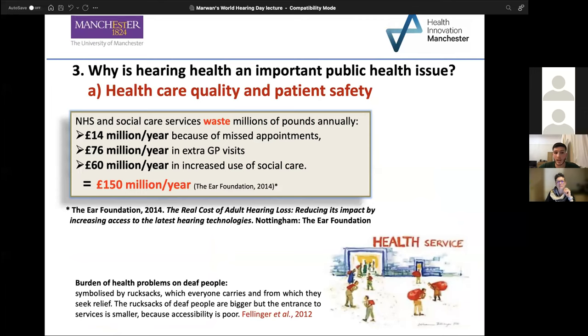So it does not only have huge health impacts on the patient, but also has huge impacts on society in general. As we can see, the economic impact of hearing loss can amount to about £150 million a year. And that is quite huge. And this illustration here that we can see at the bottom, it illustrates that the people with the small rucksacks are the people that are not hard of hearing, and the people with the large rucksacks are hard of hearing. And as we can see here, although the hard of hearing patients have more burden, they have less access to health services. And so this is quite a powerful illustration.